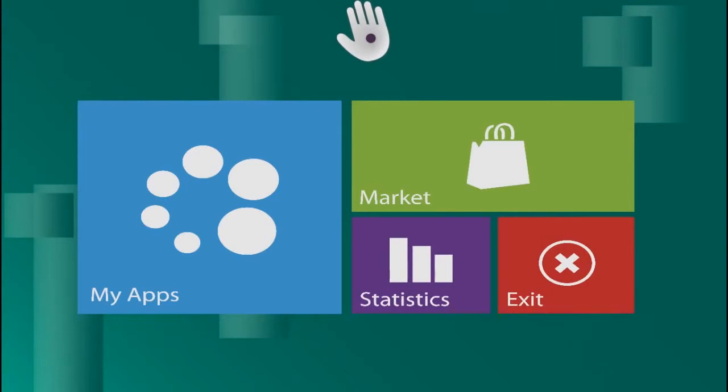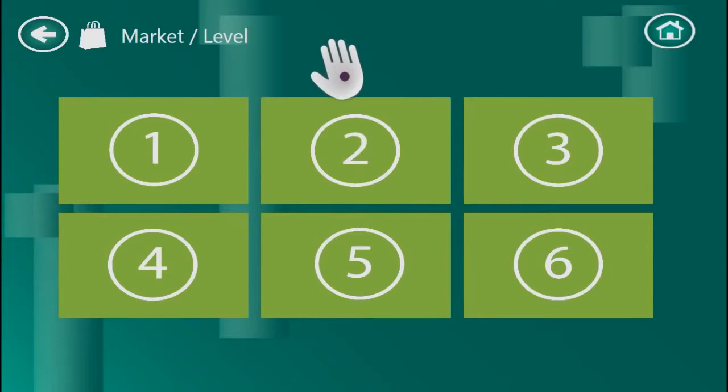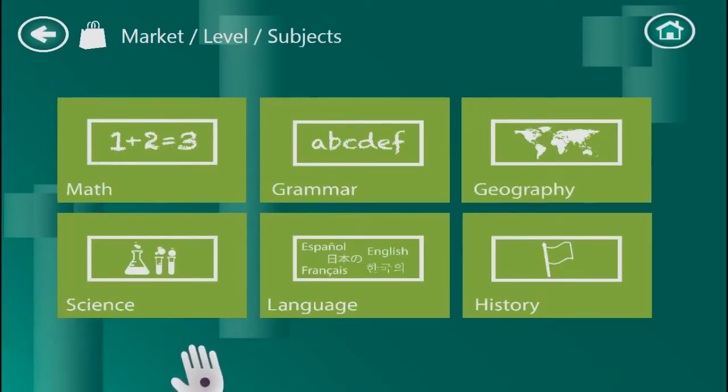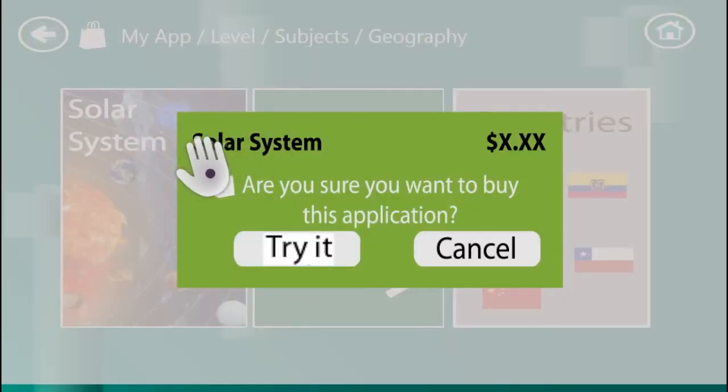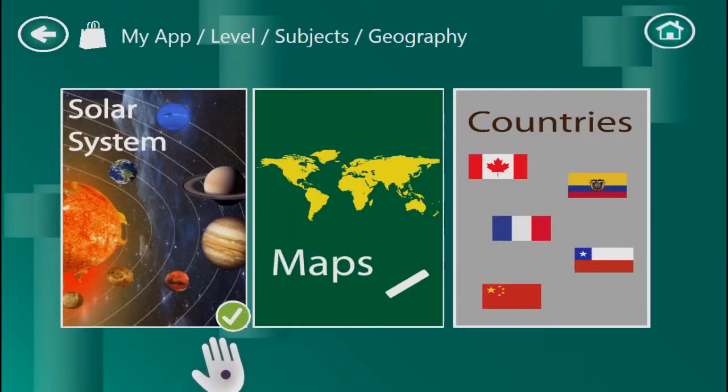Now let's try the market option. Once you enter, you'll see something similar to the screen you saw in My Apps section, where you choose the course, then the subject, and right after that, the app you want to buy. If you choose, for example, the solar system application, you'll see the confirmation dialog displaying the name of the application, its price, and the buy and cancel buttons. Now, we see the app has a check, which means that it has already been bought.